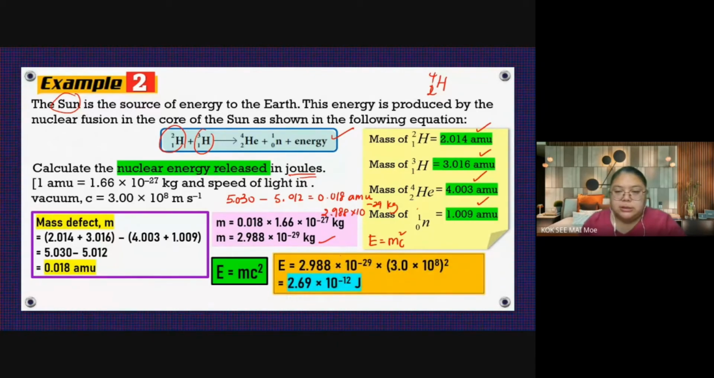Okay, take the mass defect and multiply it by c, the speed of light, squared. After that I get the final answer. E equals mc squared, which is 2.69 times 10 to the power of negative 12 joules. So this is the final answer.